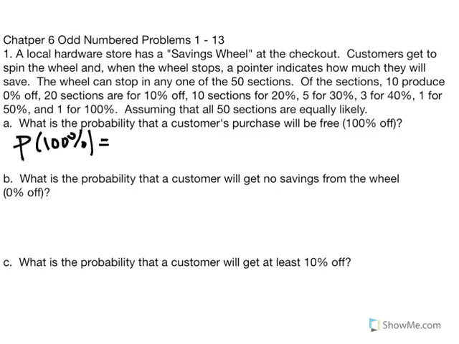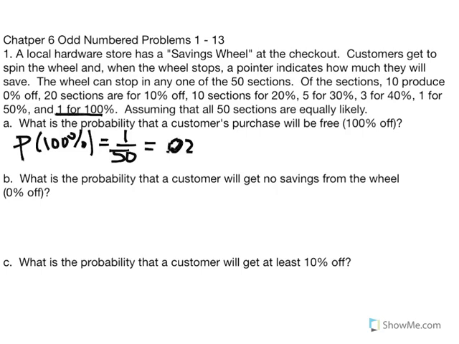So again, how many times can 100% occur of the 50? And we find that it's 1 of the 50. So 1 over 50, the frequency of that particular item over the total number of outcomes. So we simply do our calculation. 1 over 50 is the same as 0.02.